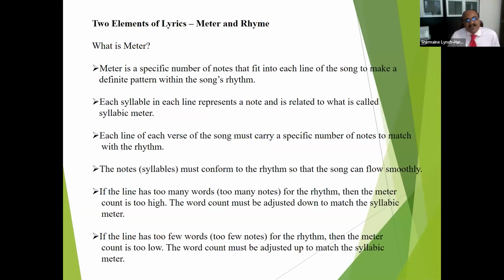Meter is a specific number of notes that fit into a line of a song to make a definite pattern within the song's rhythm. So here you have your rhythm and your tune, right? But then you also have your words or your lyrics. Now, these words have something called syllables, right?